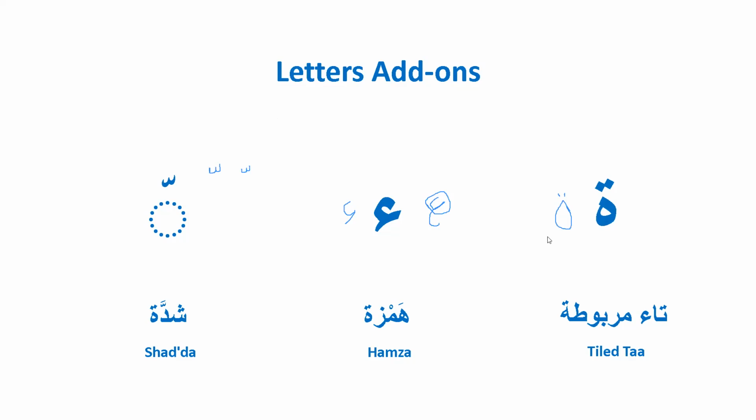Okay, so these 3 add-ons, we put them on the words to make specific functions. Every one makes a specific thing on the words. So today we will be talking about ta marbuta, and next time we will talk about hamza and shadda.